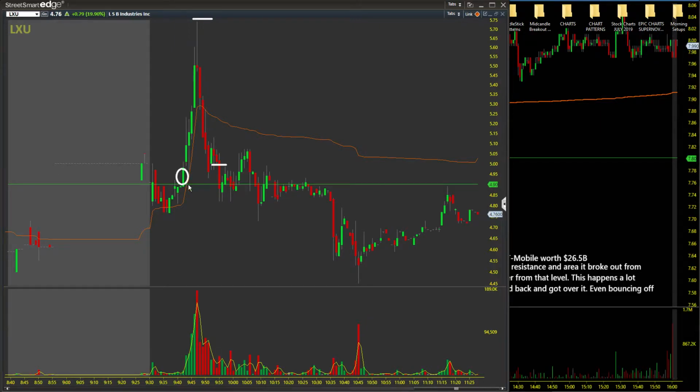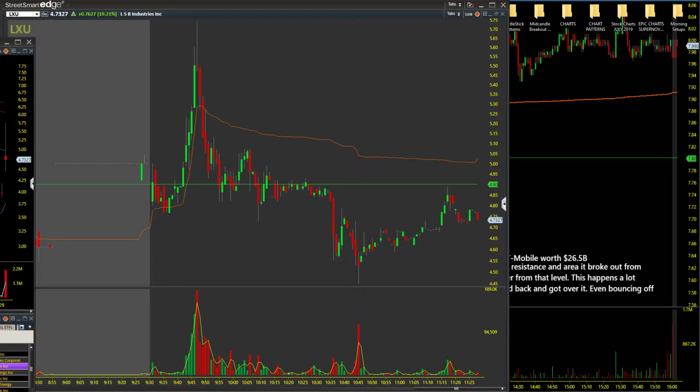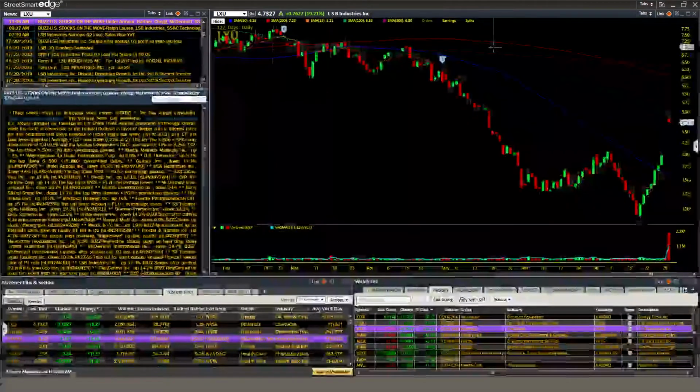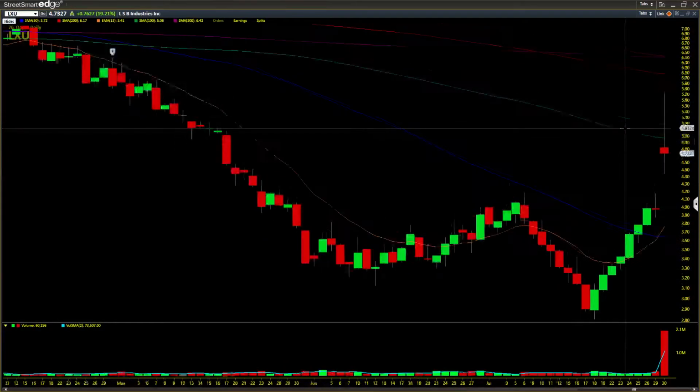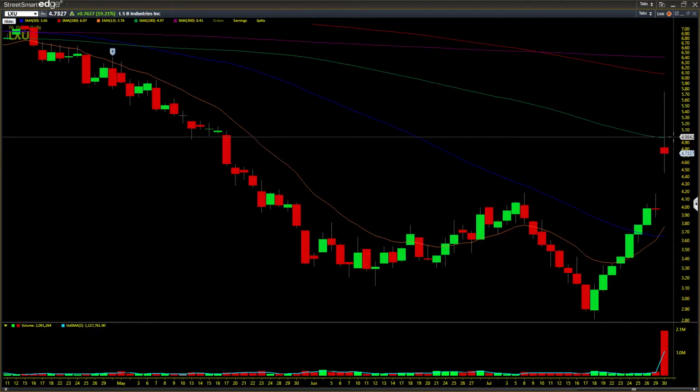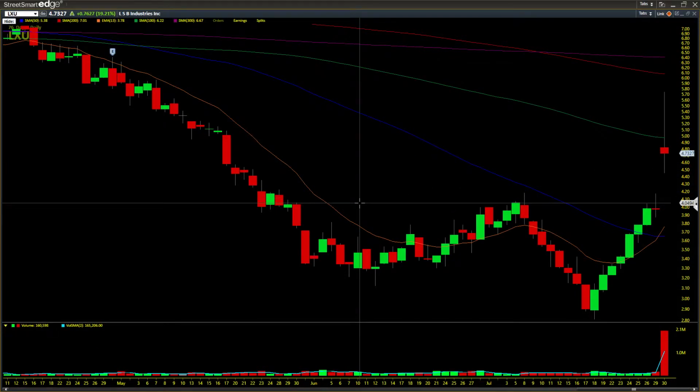Right here. And it was also at a mental level, $5. And also, I'm not done yet. Let me bring over the daily. This green line right here, where is it at? It's at $5. So I had 3 things backing up my entry for this play.